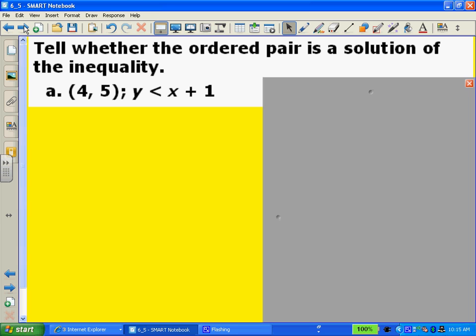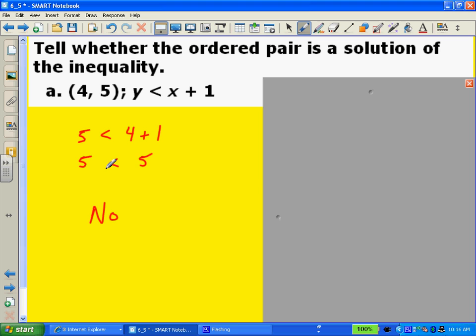So we'll start out much like we did when we had linear equations, and that is verifying whether an ordered pair is a solution or not. So here I have the ordered pair 4, 5, and it wants to know if that's a solution of y is less than x plus 1. So if I plug those in to x and y, I would get 5 is less than 4 plus 1, which would be 5 is less than 5. Now the question I ask is 5 less than 5? And the fact is it's not. It's equal to 5, but it's not less than 5. So this would not be a solution to the inequality.